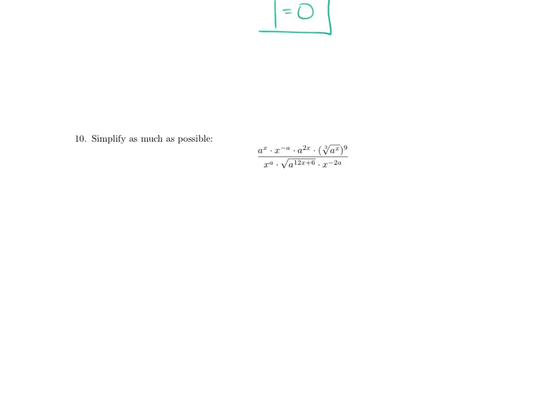Our very last one, let's check it out. Here we have lots of a's, lots of x's. A good idea when you're simplifying as much as possible is just to get rid of the square roots, and you want a nice clean base raised to a nice clear exponent. So let's take a look.